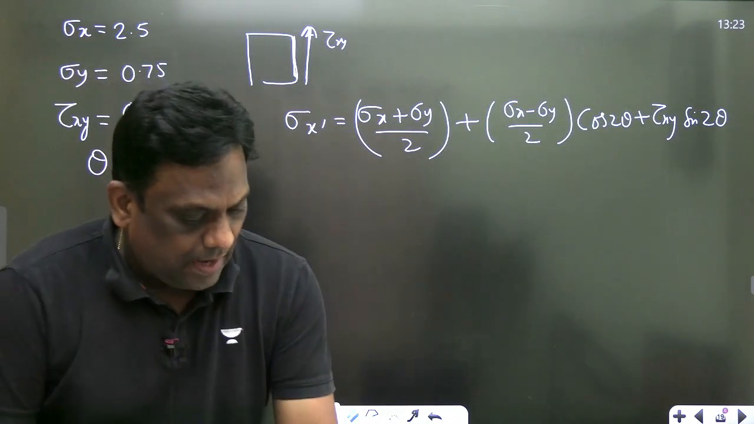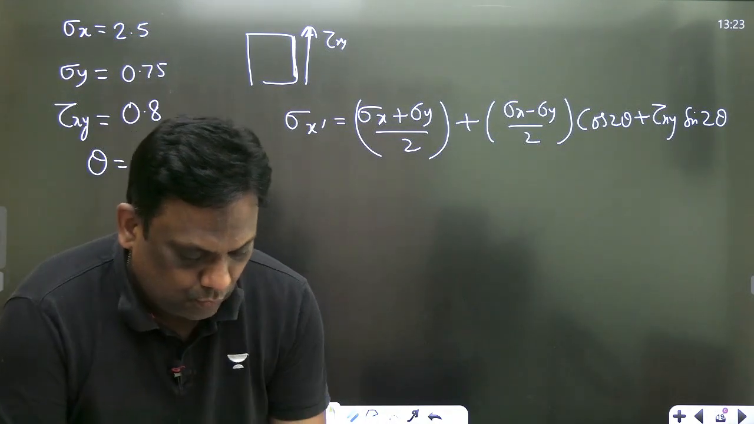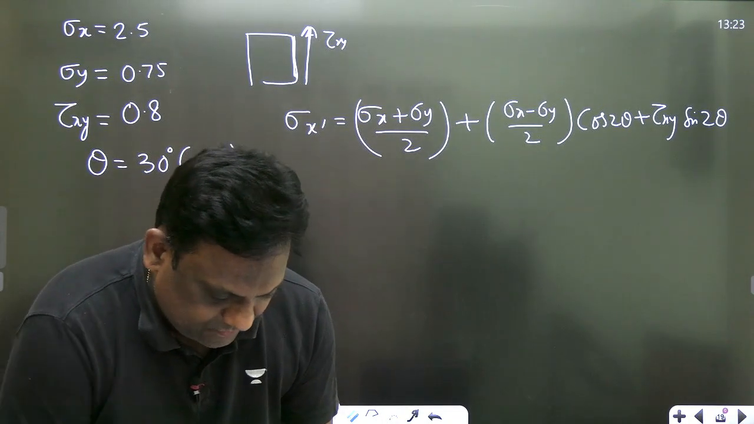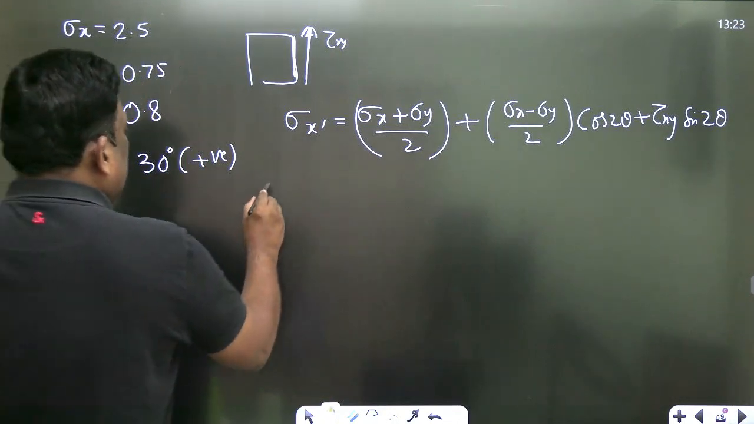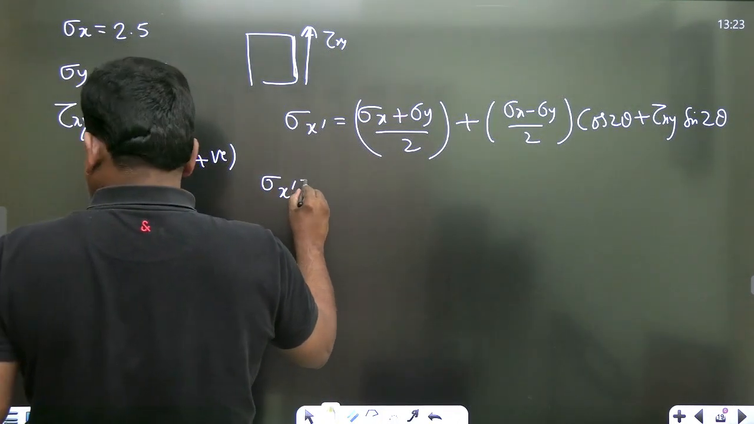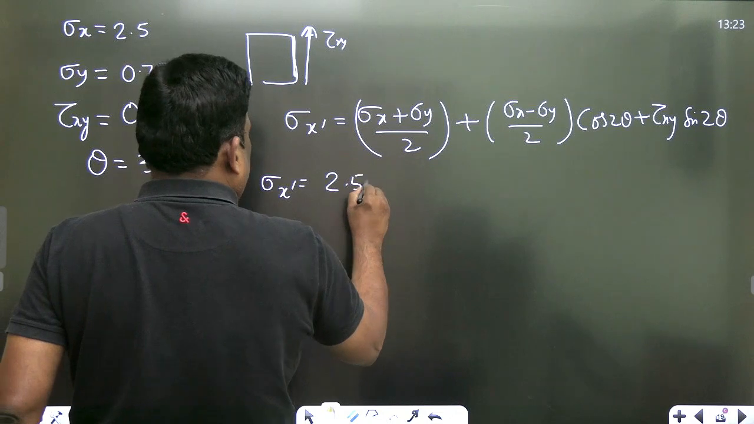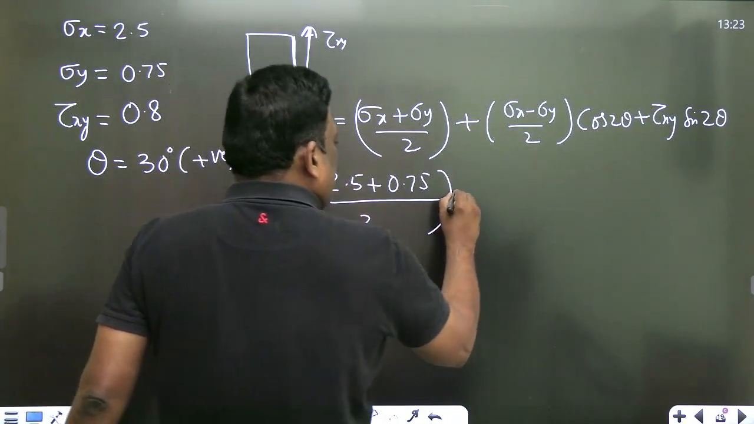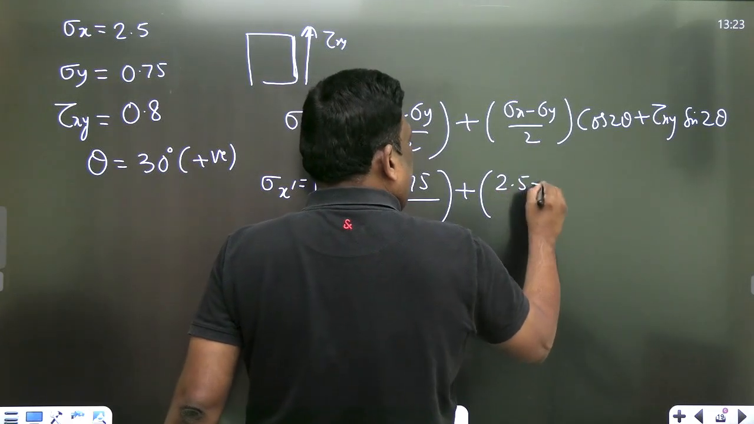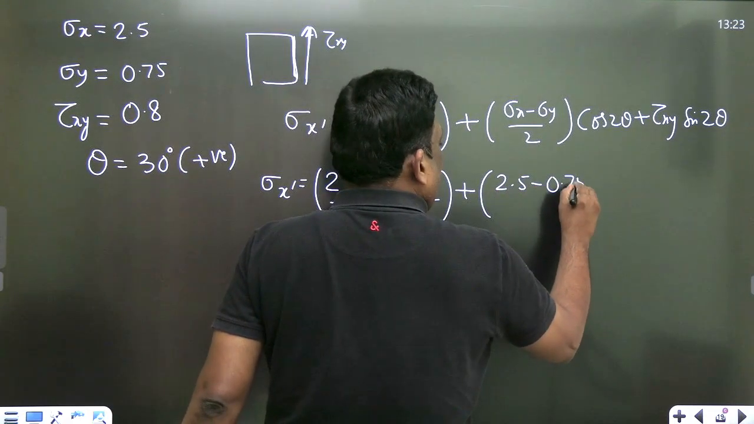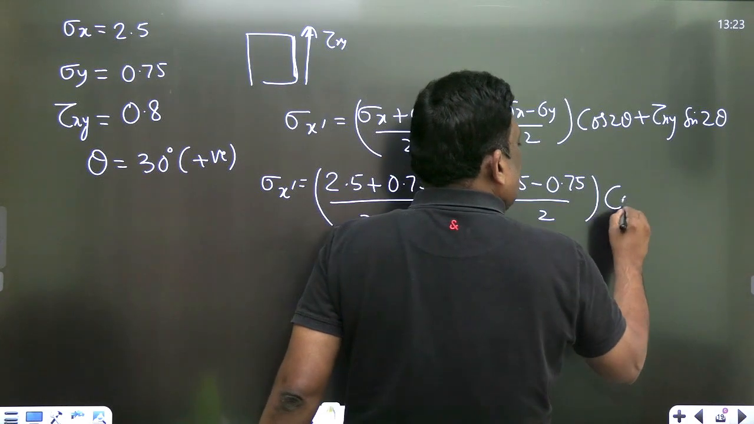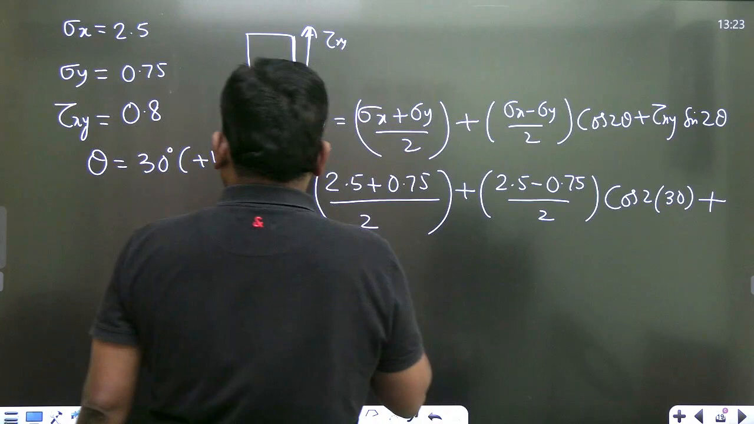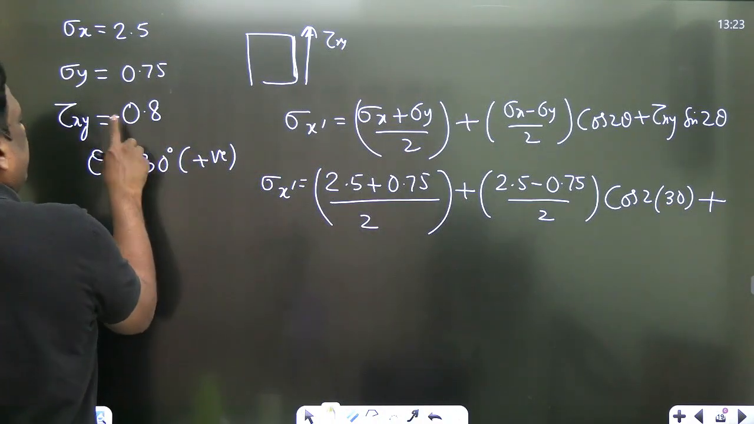I have already calculated the values, so you don't have to worry. I will not waste your time. Let me take this question. So the normal stress is given by sigma x is 2.5, sigma y is 0.75, by 2, plus sigma x minus sigma y by 2 and cos of 2 times theta, theta is 30, plus tau xy. And please note down that this tau xy is minus.